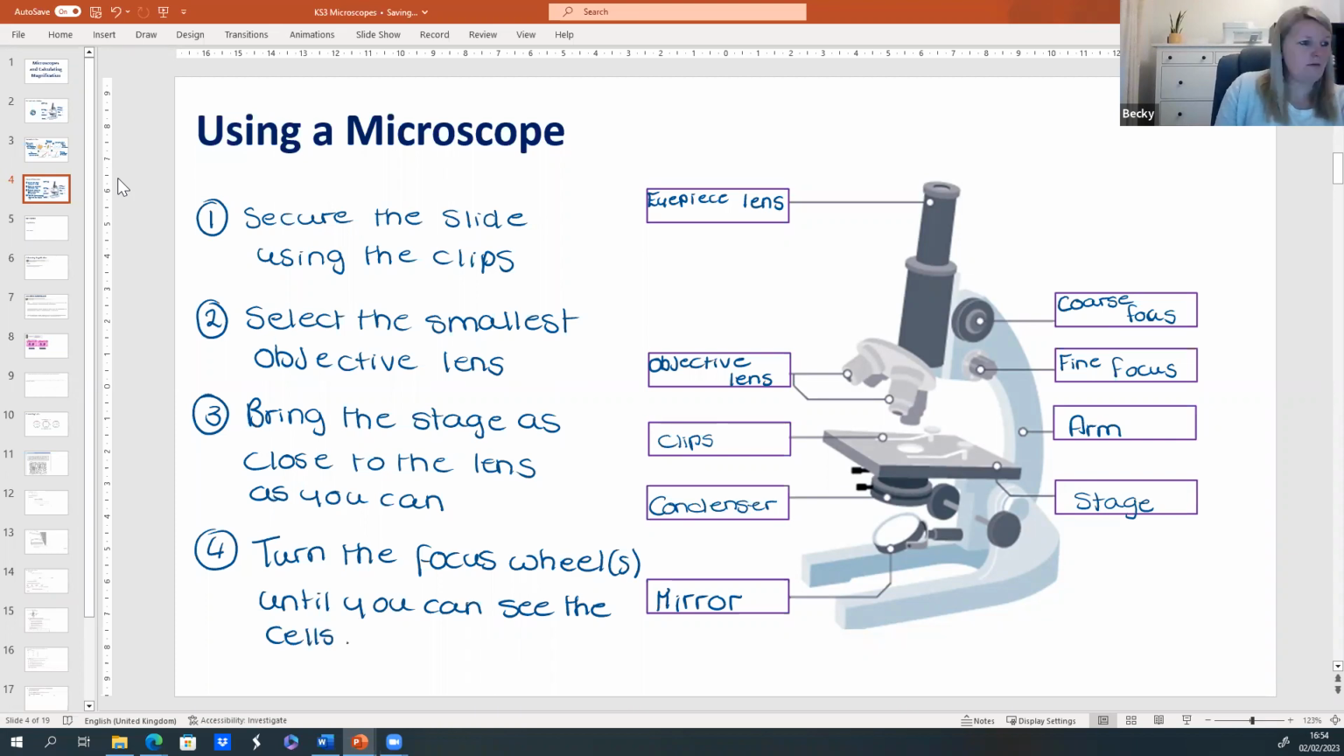Super. So we're going to turn the focus wheel, and we're always going to turn it so that the gap between the lens and the stage gets bigger. We're never going to wind it so that they're coming back close together. We do that while getting down low and looking at it, and then we wind it to get it in focus by moving them further apart. Once we've got them into focus, we can then increase the objective lens. So we can increase the magnification by changing the objective lens.